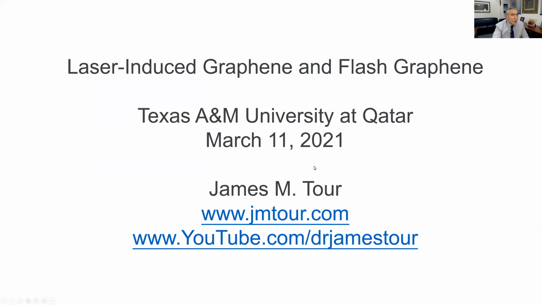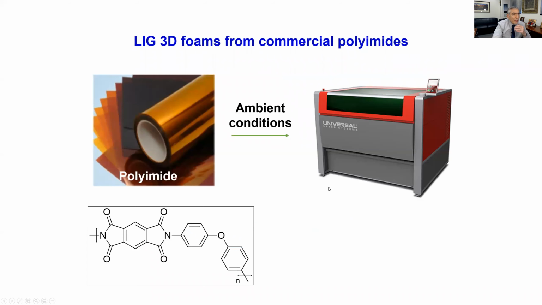Okay. So I'm going to talk to you about laser-induced graphene. And we found that you could take polyimide sheets, which are commercial plastic sheets, and you can convert them into graphene if you hit them with a laser scriber. These laser scribers are in every machine shop. I am sure there are several on your campus right there in Qatar. And it's a very easy way to make graphene.